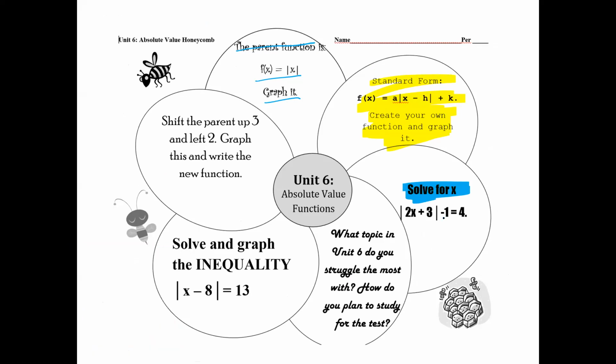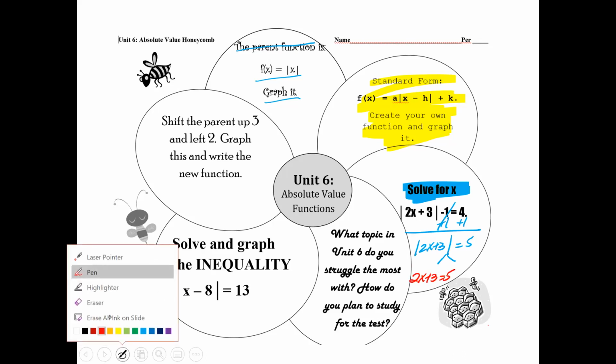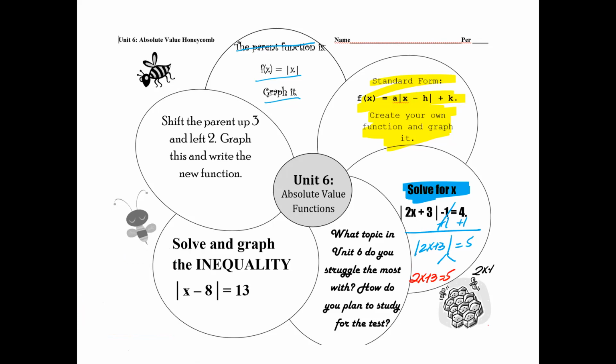Now I'm going to help you guys out a little bit with this one. First thing you're going to do is add 1 on both sides. So you have 2x plus 3 equals 5. That cancels, right? Then you're going to split it into 2 different equations. Your first equation is 2x plus 3 equals 5, like nothing changed. But your second equation is 2x plus 3 equals negative 5, because one's a positive, one's a negative.